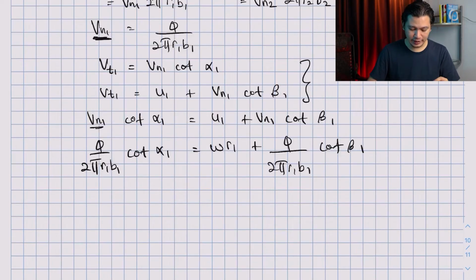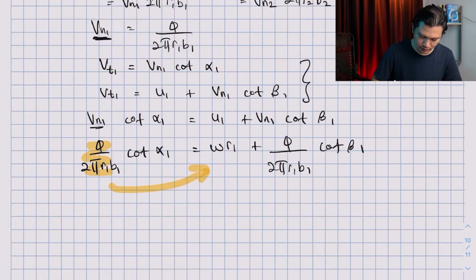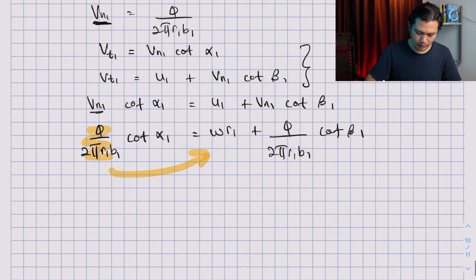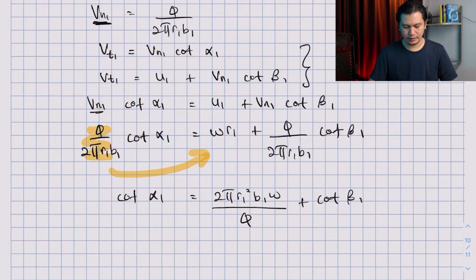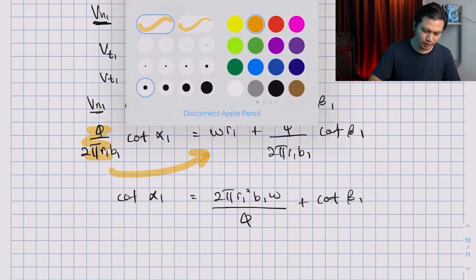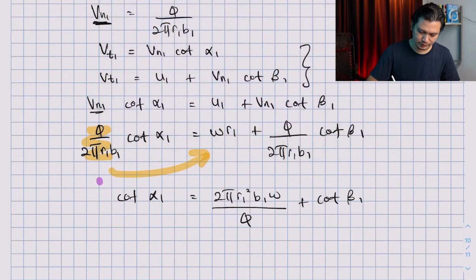If I want to make this cleaner, I'm going to transfer everything to the right hand side. So I'm going to end up with cotangent alpha 1 equal to 2 pi R1 square B1 omega divided by Q, plus cotangent beta 1. Does it make sense? So this will be my final equation.